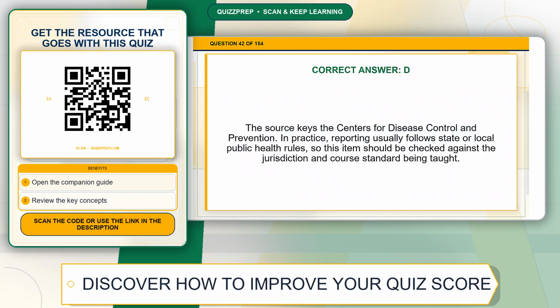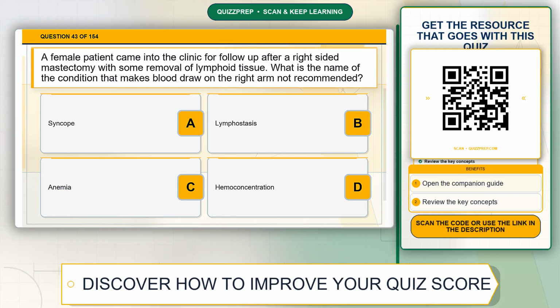Explanation. The source keys the Centers for Disease Control and Prevention. In practice, reporting usually follows state or local public health rules, so this item should be checked against the jurisdiction and course standard being taught. Question 43. A female patient came into the clinic for follow-up after a right-sided mastectomy with some removal of lymphoid tissue.